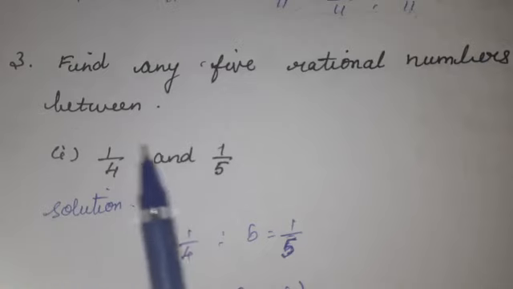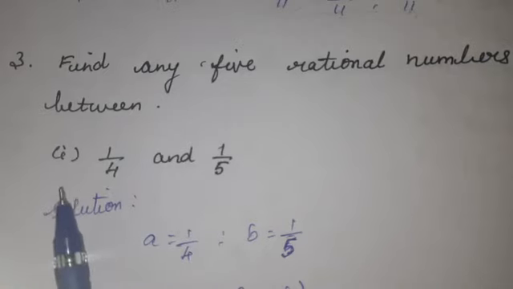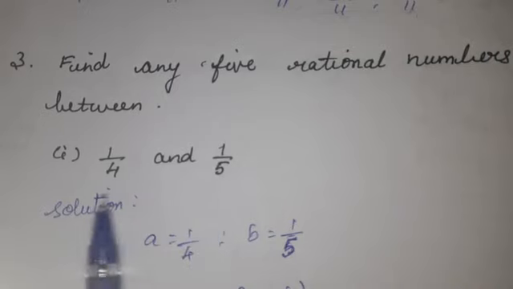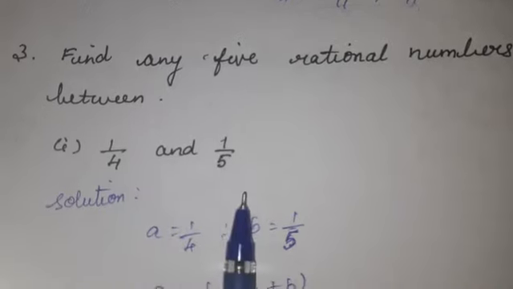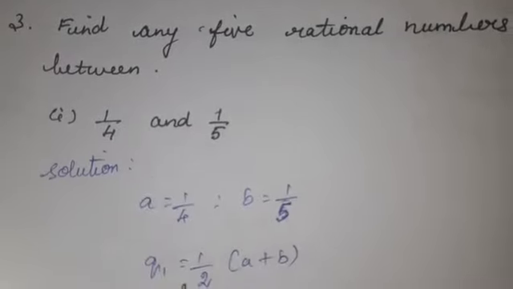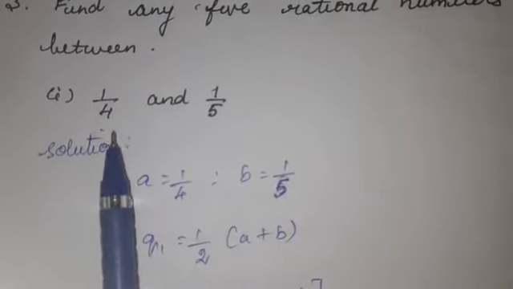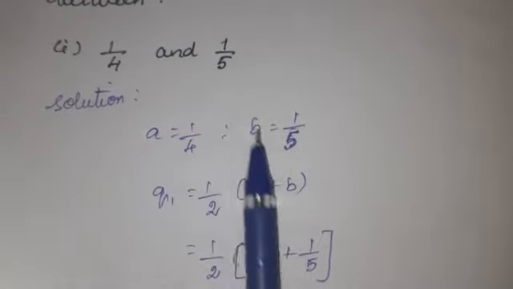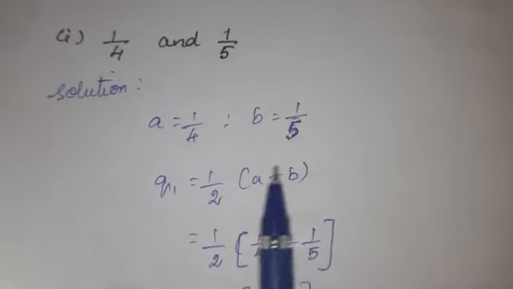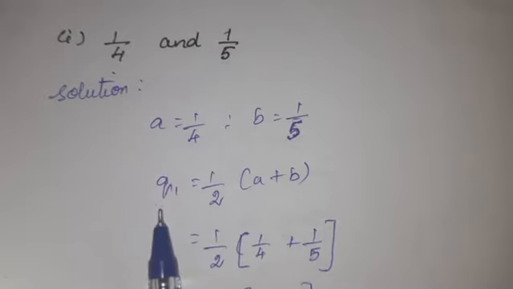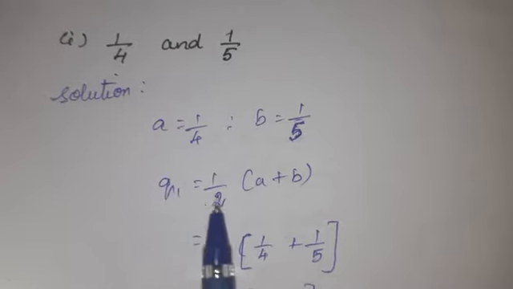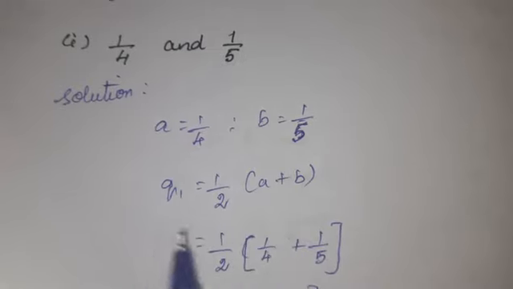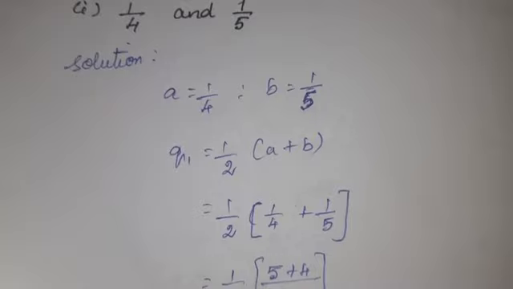Third question, find any five rational numbers between 1 by 4 and 1 by 5. When you see this question, the denominator is not the same. For that we can use the formula method. First, let A is equal to 1 by 4, you should write. Next B is equal to the second number, 1 by 5. Q1, the first rational number, is equal to, the formula is 1 by 2 into A plus B. By using this method, last year you studied in 8th.